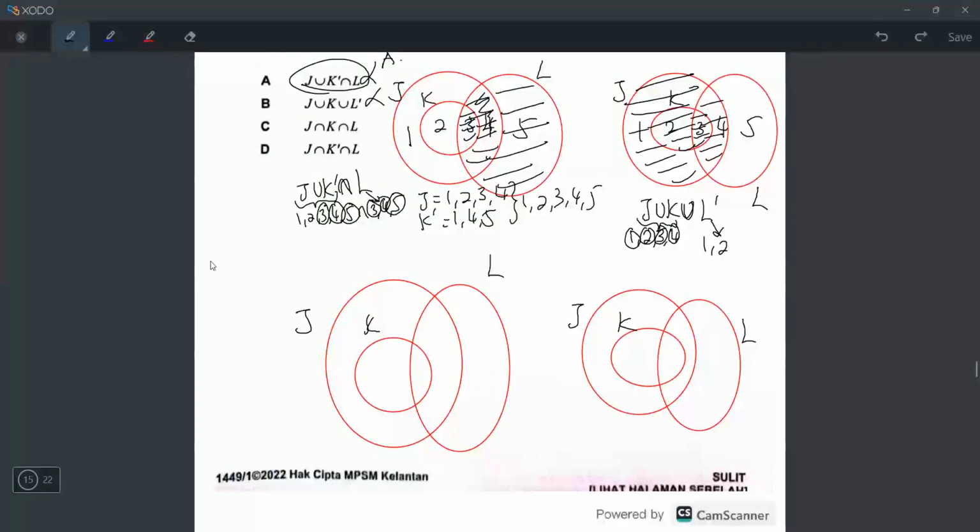Let's go to C. C says J intersect K intersect L. So label it 1, 2, 3, 4, 5.